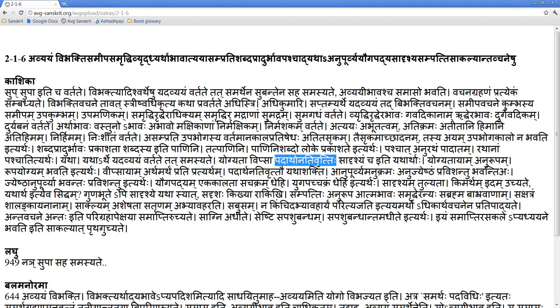Sadrishyam cheti Yatharthah. There are four meanings of Yatha. Yogyata; there is a typo here, it should be Vipsa. Padartha Anativrittih, and Sadrishyam. So Yogyatayam is Anurupam, then Vipsa is Pratyartham, Pratidinam, etc. Padartha Anativrittih, Yatha Shakti. So this is what we have right now. This is the compound Padartha Anativrittih, which means not transgressing. So that is the Vigraha which I gave here. The sutram is 2:1:6.